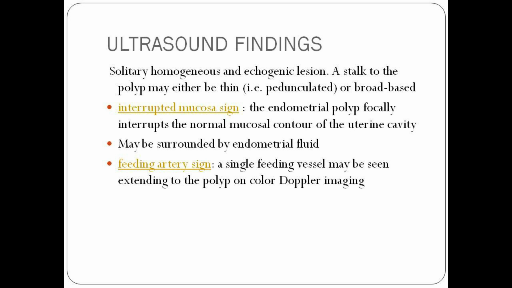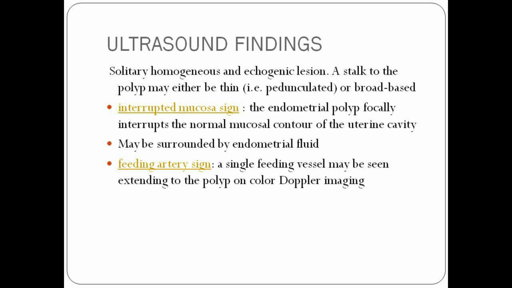The stalk of the polyp may either be thin, and we will call it pedunculated, or it can be a broad-based polyp also. Now there are some specific signs which a polyp shows. Interrupted mucosa sign: the endometrial polyp focally interrupts the normal mucosal contour of the uterine cavity. It may be surrounded by endometrial fluid, and the most important sign is the feeding artery sign. On Doppler imaging, a single feeding vessel may be seen extending to the polyp.